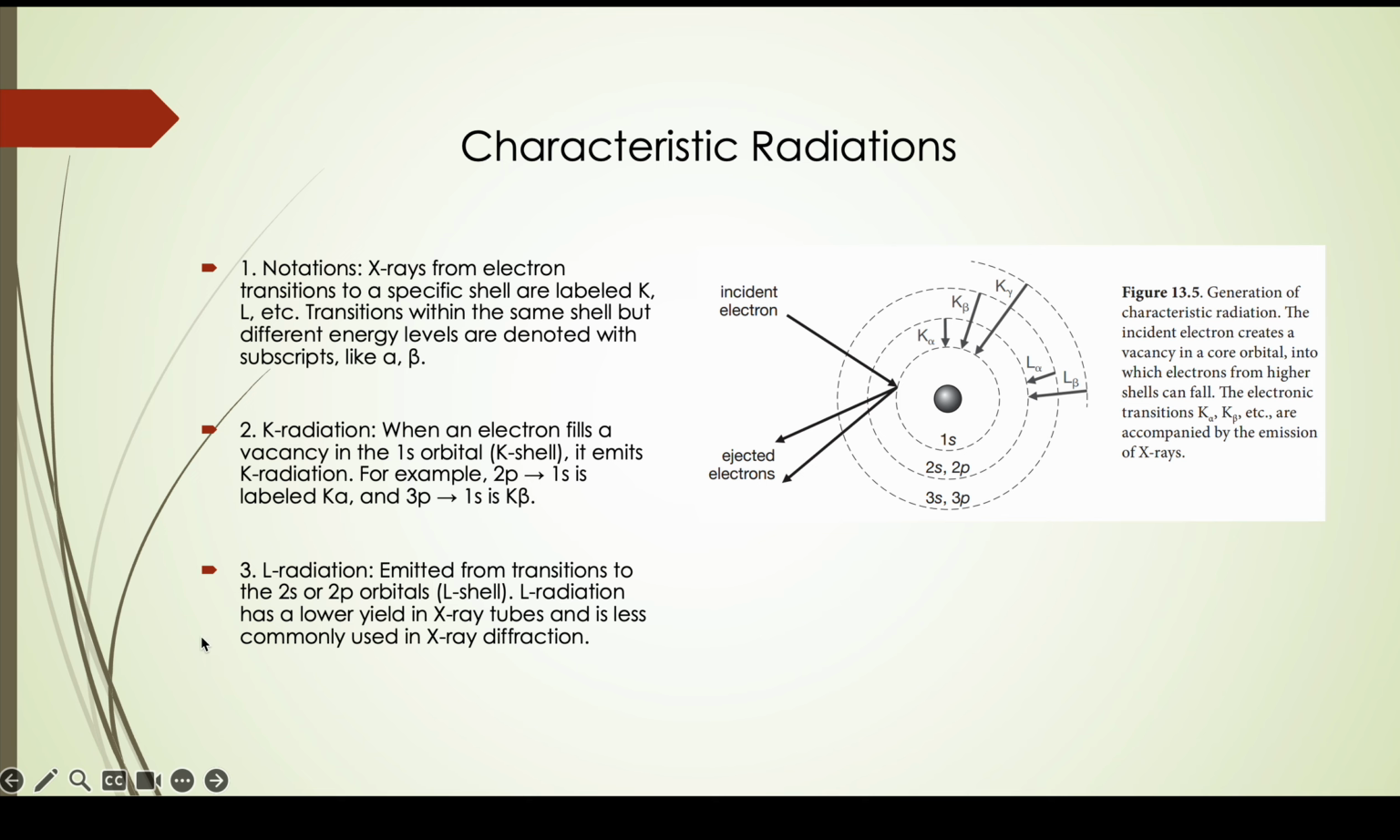One important thing here: the L radiation is emitted from transitions to 2s and 2p, and that is known as the L shell. We just discussed it. But the important thing is that L radiation has a very low yield in X-ray tubes and is less commonly used in X-ray diffraction. So we basically study more about the K alpha and K beta terms, not about L alpha, because of their low intensity. Let's go ahead.